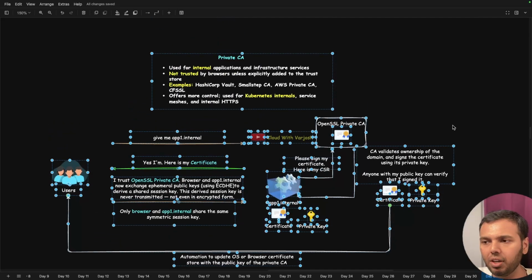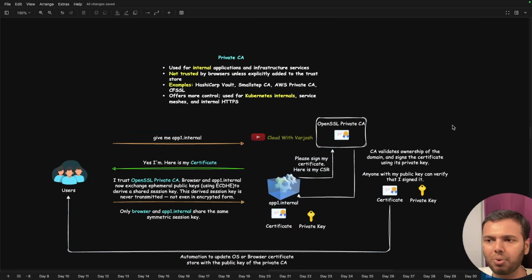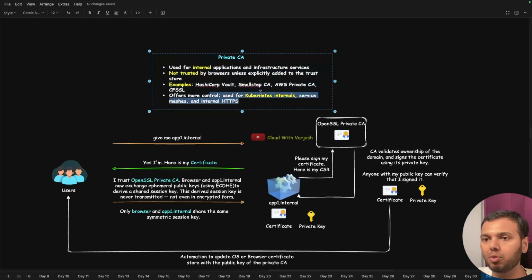And there are different tools that you can use to create private CAs. OpenSSL is my personal favorite. Then you also have HashiCorp Vault, which is gaining a lot of traction these days. Then there is Smallstep CA, AWS Private CA, Cloudflare's SSL, and so on. Private CAs offer more control and are used for Kubernetes internals, service meshes, and internal HTTPS. We will be dissecting this point later in this course in Kubernetes internals, where we'll see how private CAs are used.